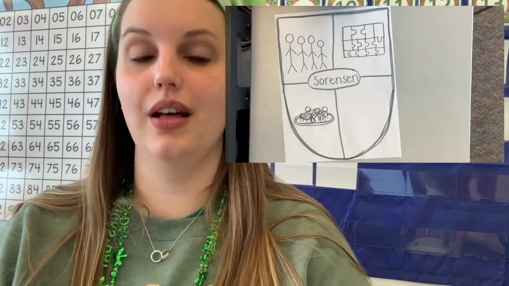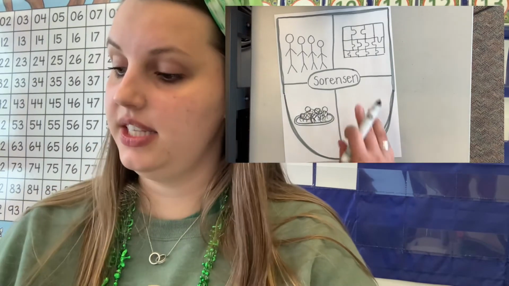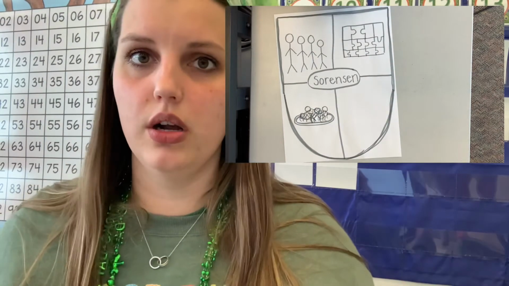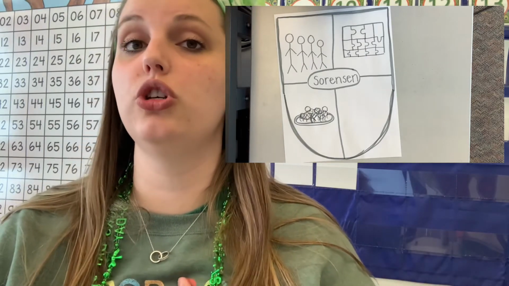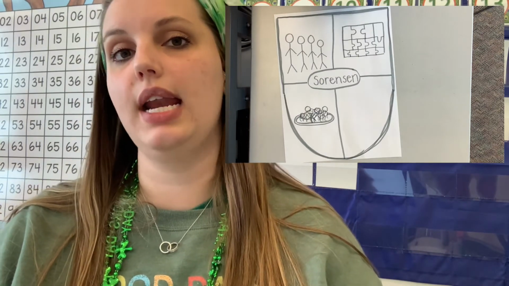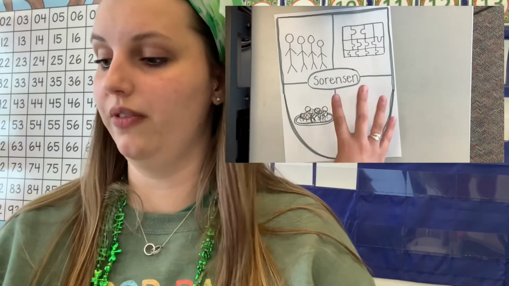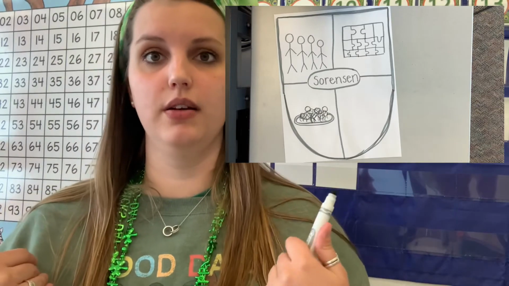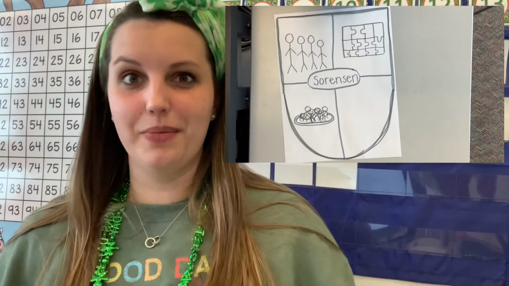Now, the last picture is up to you. This is going to be something about your family that you want the world to know about. Something you like to do together, something that is meaningful to you, maybe a family tradition that you have. You are deciding what it is that you want to add to the end of your family shield, something you want to tell the world about you and your family. That, my friends, is the end of our family crest.